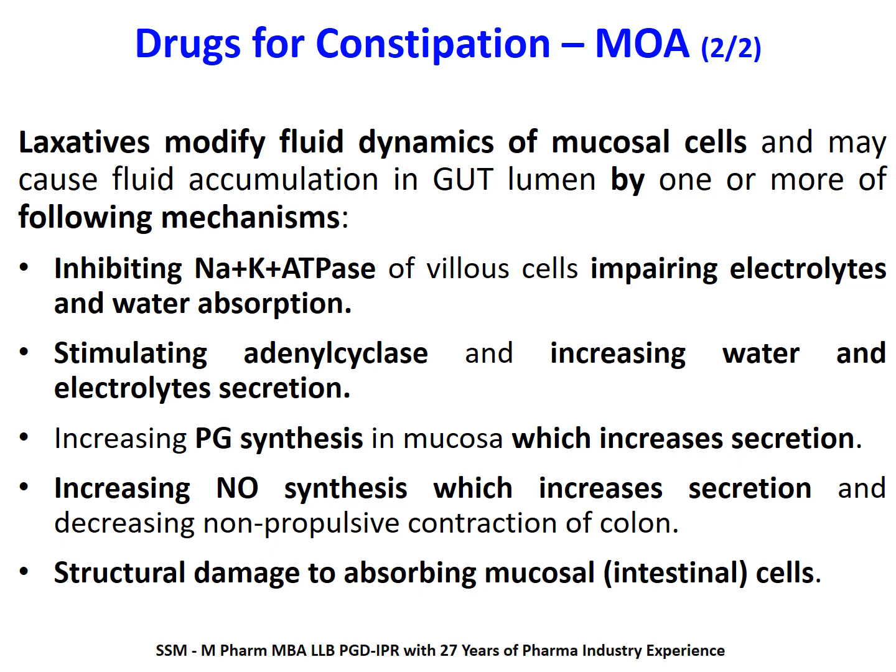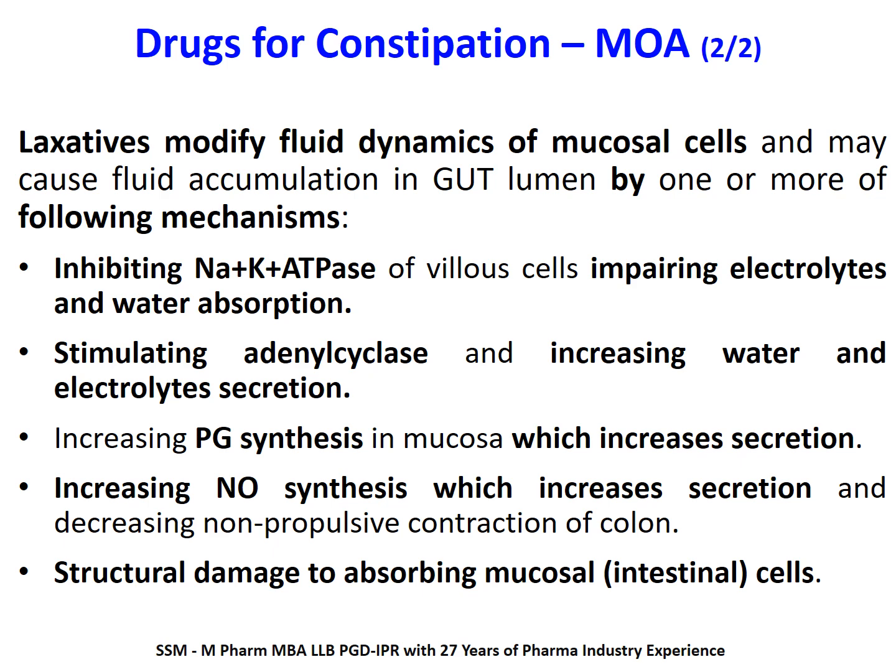Laxatives modify fluid dynamics of mucosal cells and may cause fluid accumulation in gut lumen by one or more of the following mechanisms. First, by inhibiting sodium potassium ATPase of villus cell, impairing electrolyte and water absorption. By stimulating adenyl cyclase and increasing water and electrolyte secretion.